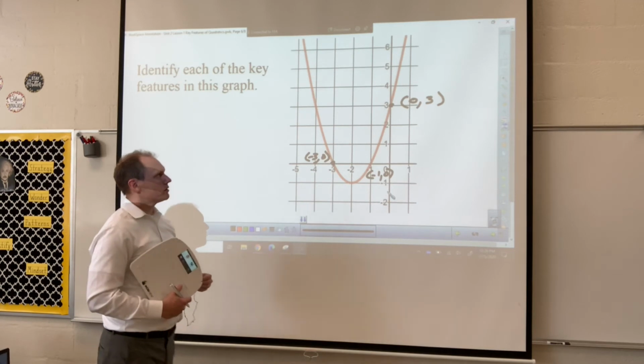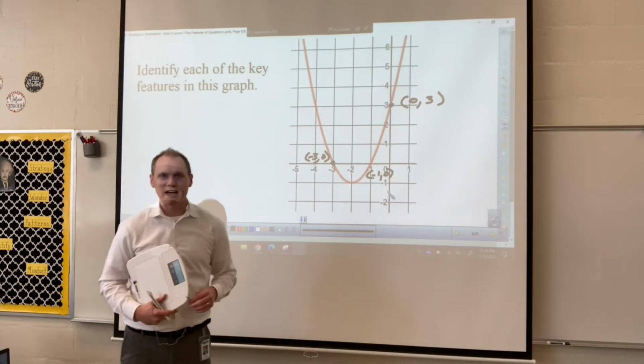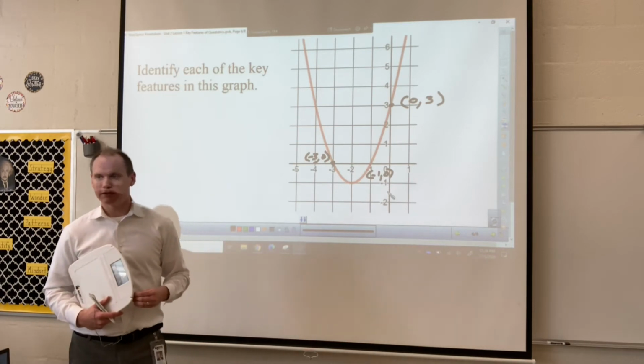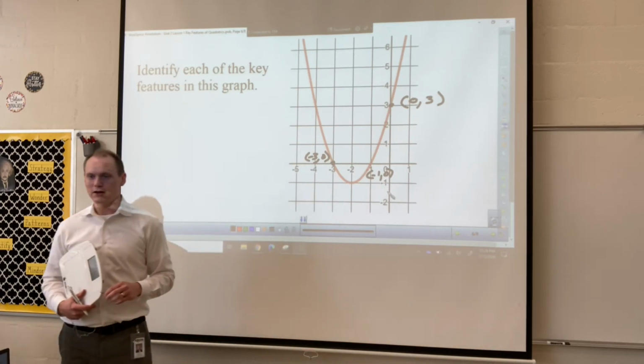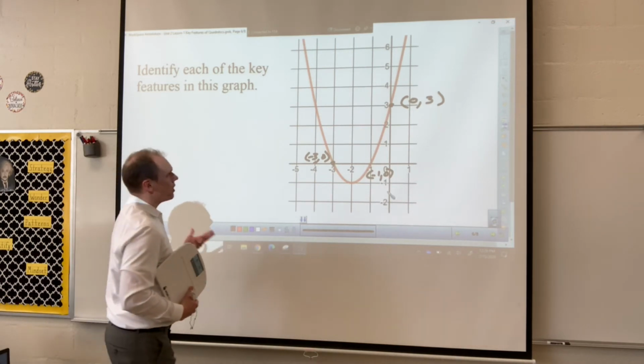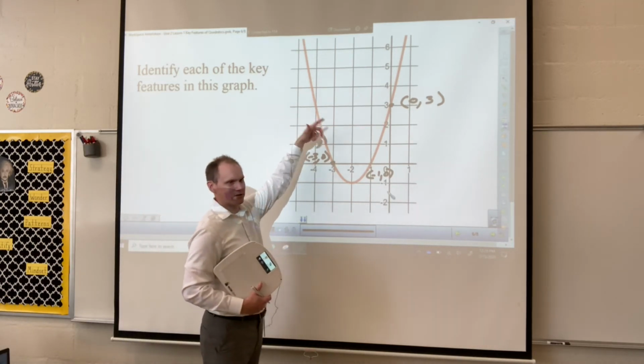Okay, one other feature that we've talked about is the axis of symmetry. So the axis of symmetry is the line that if you were to fold over that line, it would land on itself. So what line would cut this in half essentially?